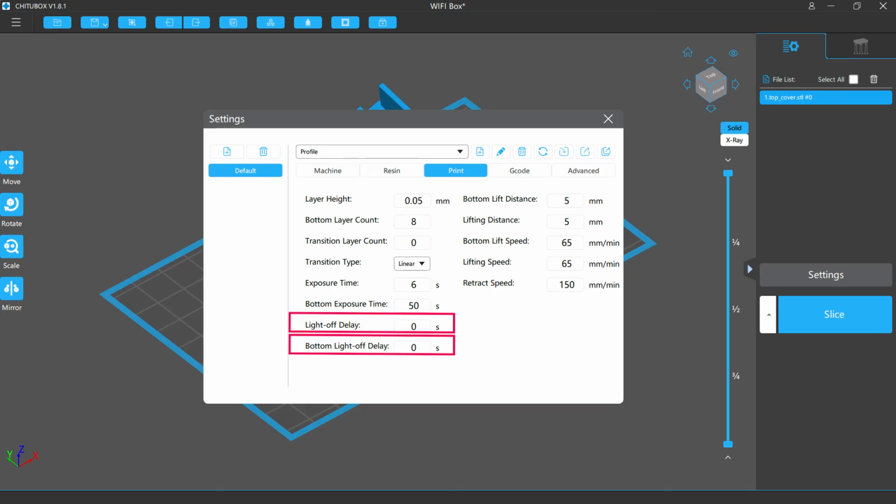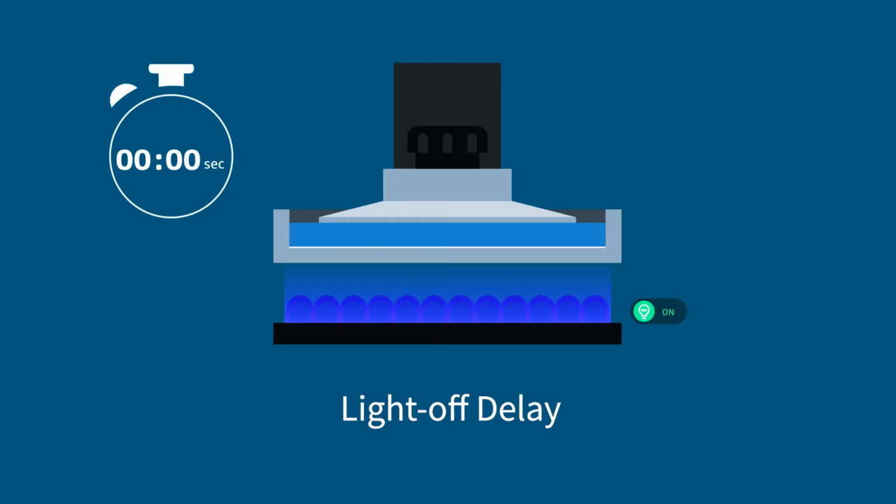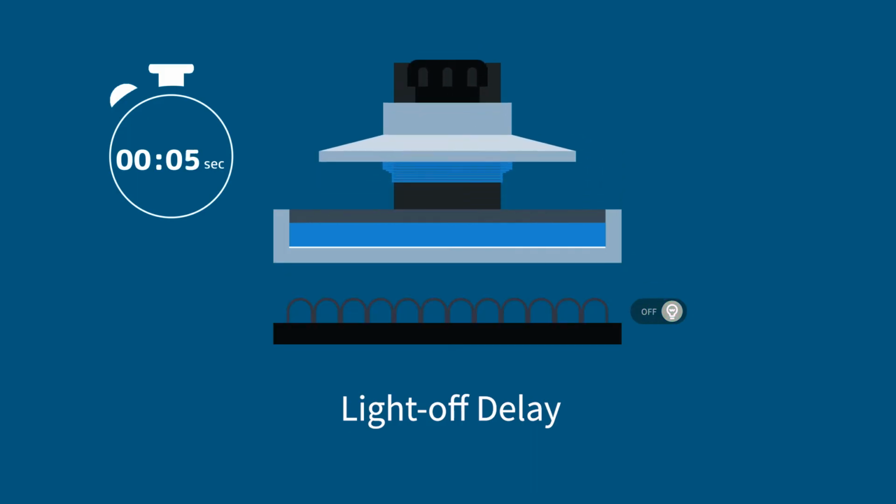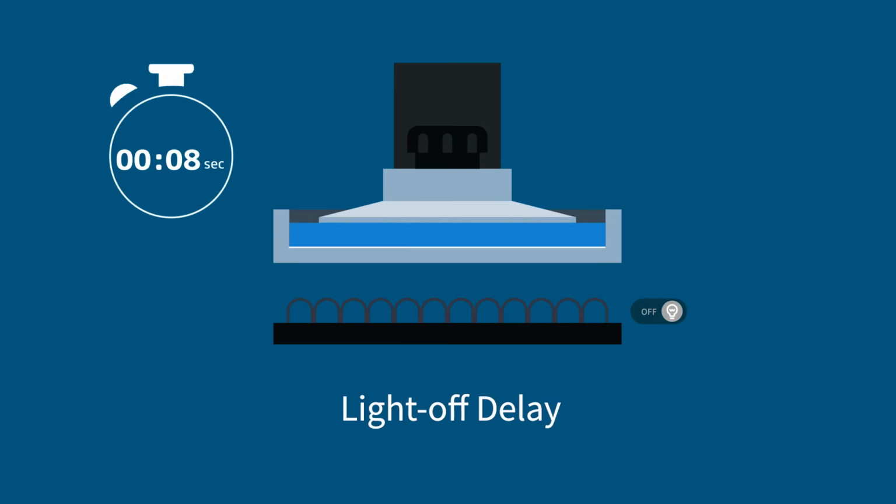Light off delay and bottom light off delay control the time intervals between when the exposure of one layer ends and the next layer begins. These delay settings should be long enough, so there will be enough time for the resin to flow back. But if they are set too long, the print may cost much more time.